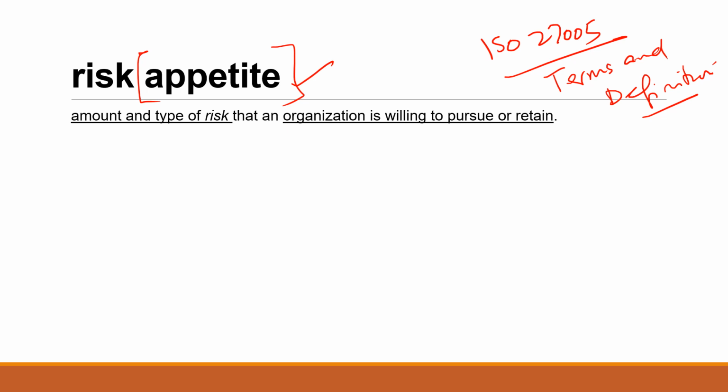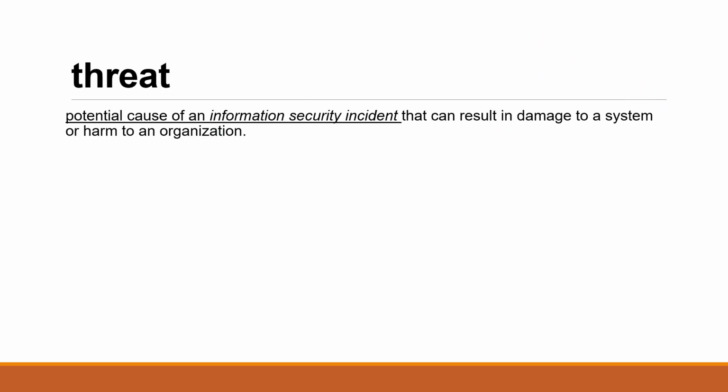So risk appetite is the amount and type of risk an organization is willing to accept, to pursue or retain. We understand that there is risk in everything we do, but what is acceptable? So we need to know what my appetite is, and accordingly I go for it. It is the amount and type of risk that an organization is willing to pursue or retain.